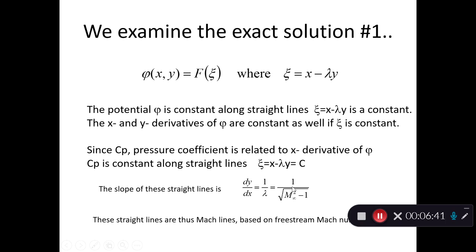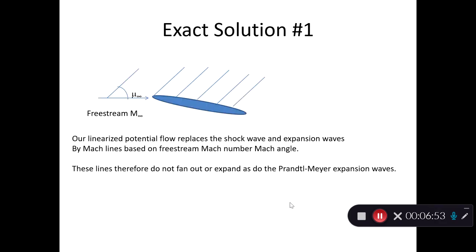So in the case of an expansion fan, the fan slope keeps changing based on the local Mach number. Here we have everything based on the free stream Mach number. So if you plot these Mach lines on an upper surface of an airfoil, for example, you'll get basically straight lines that are parallel to each other. All of them will have a Mach angle based on the free stream Mach number. So tangent of mu infinity would be 1 over square root of M infinity squared minus 1. These Mach lines are parallel to each other. They do not fan out or expand as do the Prandtl-Meyer expansion waves that we saw earlier.